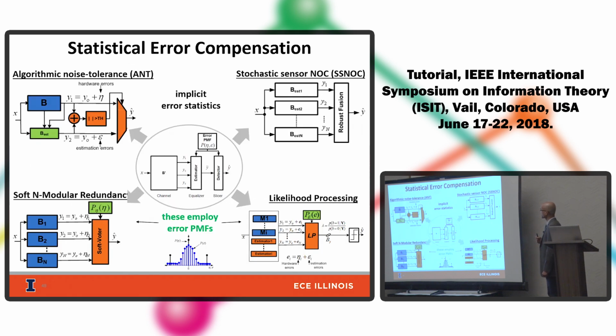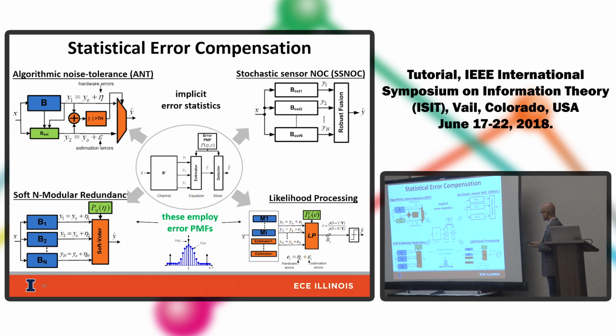So what are the different types of statistical error compensation techniques? These are all different settings, different approaches to compensate for errors. Algorithmic noise tolerance is what I'll talk about in more detail. I'll do a deep dive on ANT.